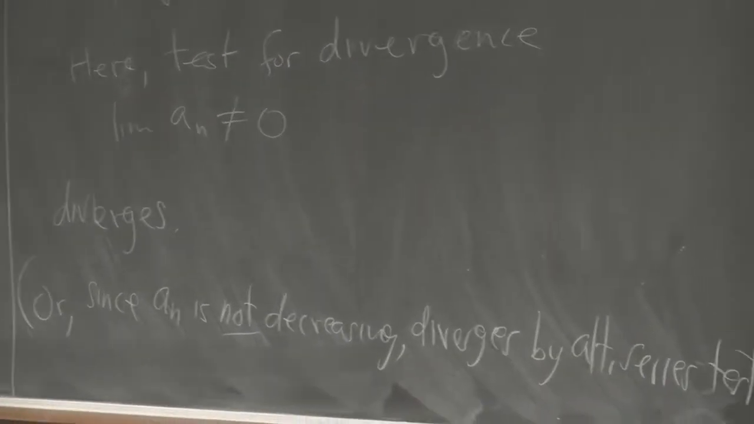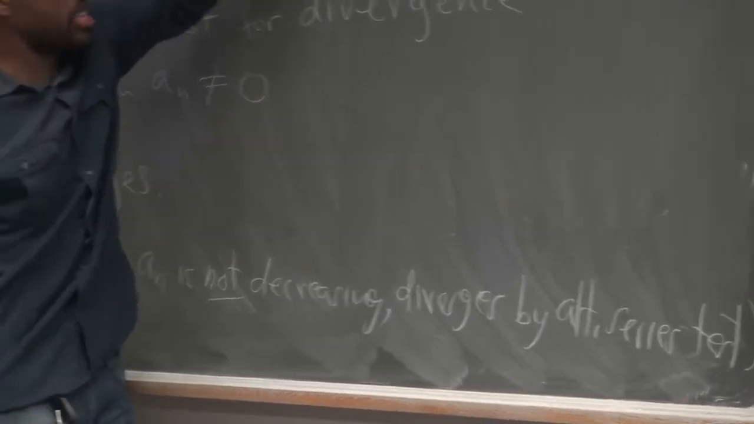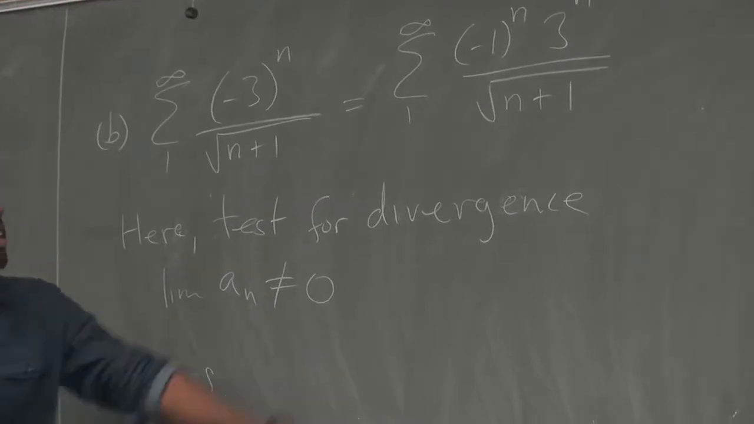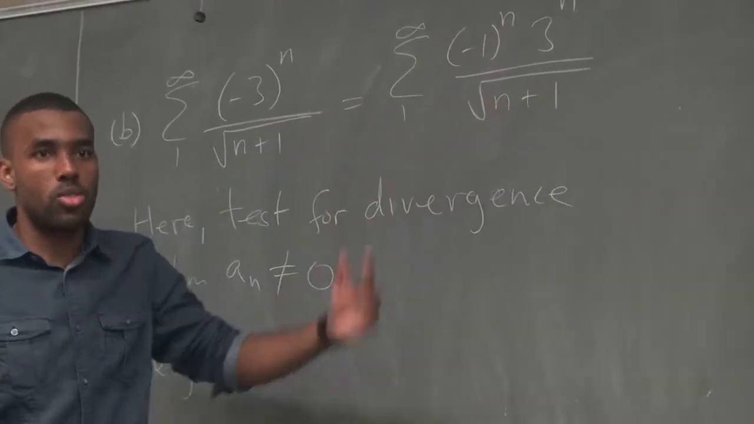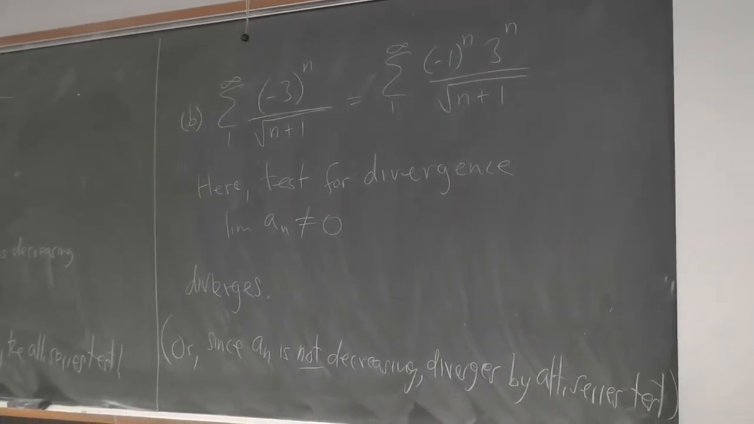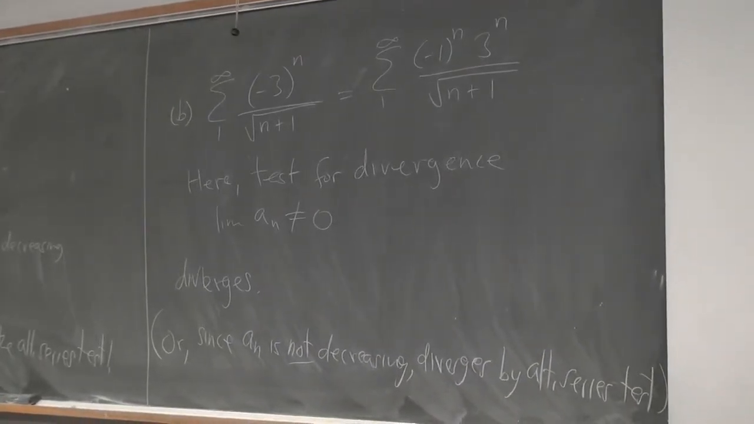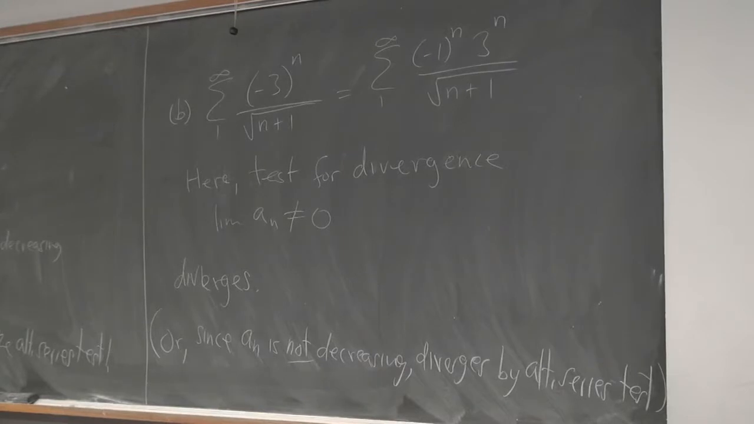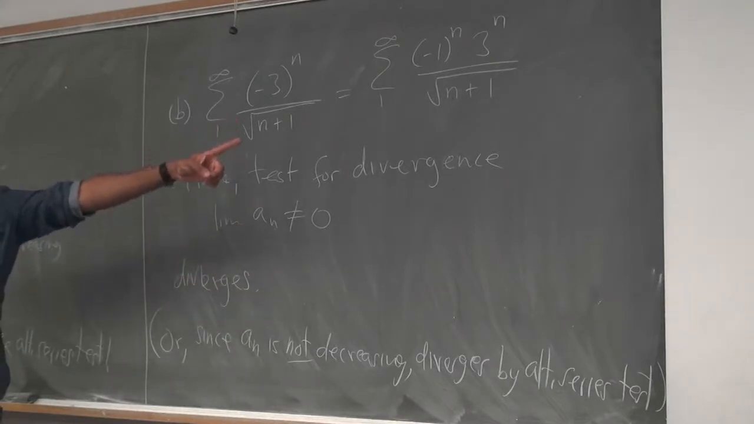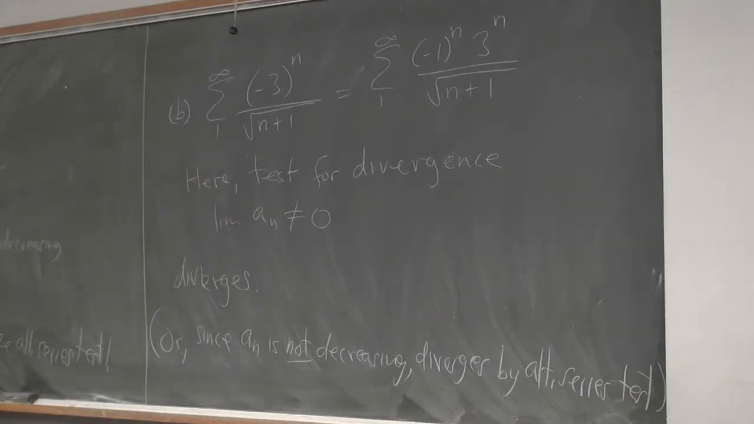Right? So here, with that out of the way, that limit actually goes to infinity. 3 to the n is an exponential over a radical. The top wins. So that limit goes to infinity, so the test for divergence shows it diverges. If you're partial to the alternating series test, then you can see that it is actually not decreasing.